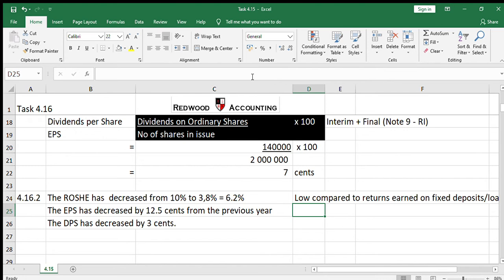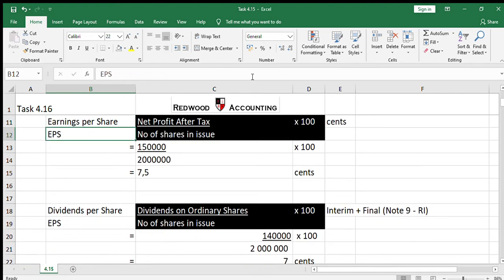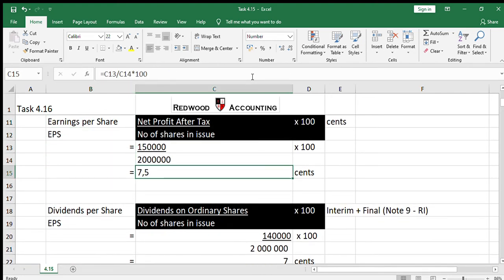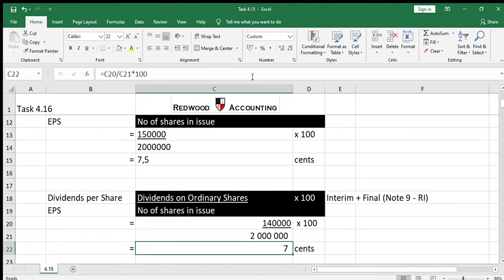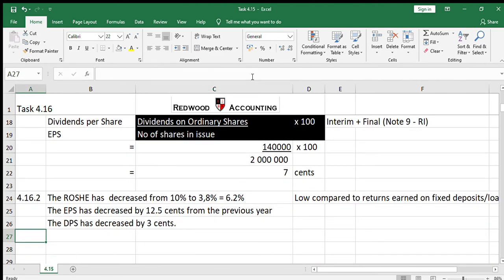The earnings per share and the dividends per share can also be compared to each other. So if you look at it, the company earned 7.5 cents per share. So that means the profit is 7.5 cents per share. Out of the 7.5 cents per share, 7 cents were distributed as dividends. So the remaining 50 cents was basically kept as retained income. Another thing we can do is calculate the retention rate. So I'm just going to do that.